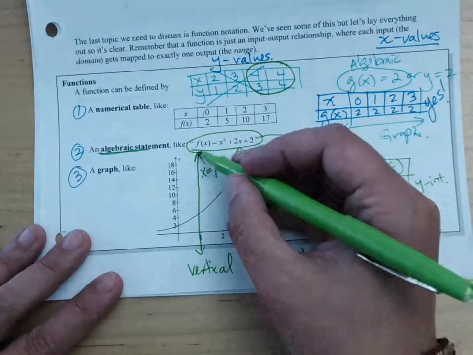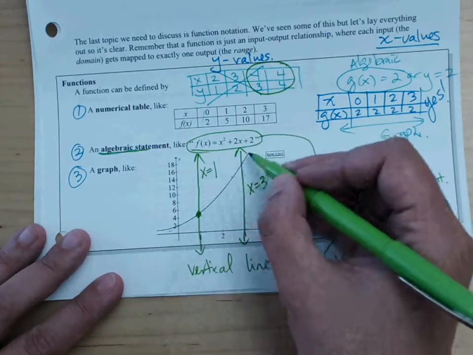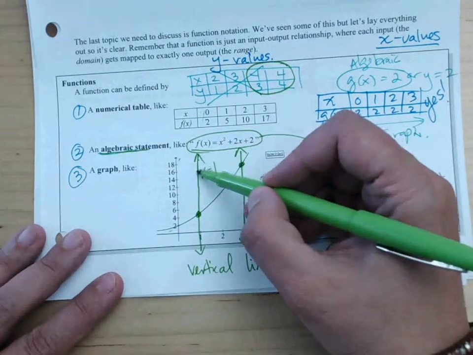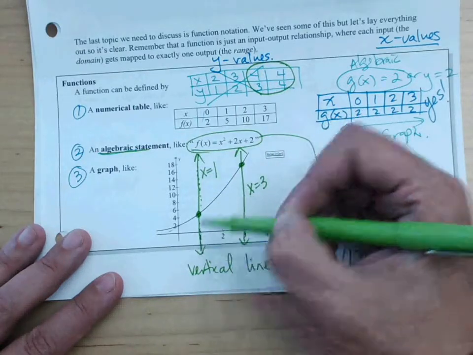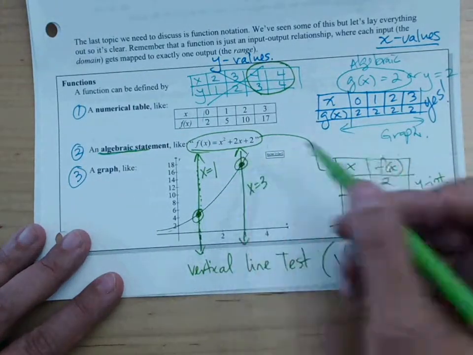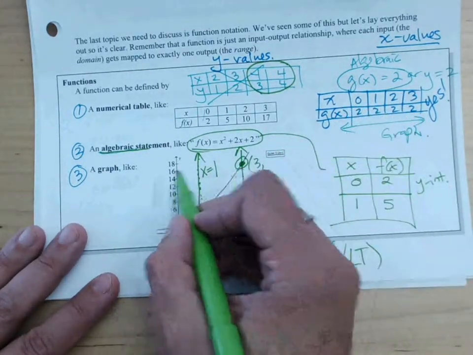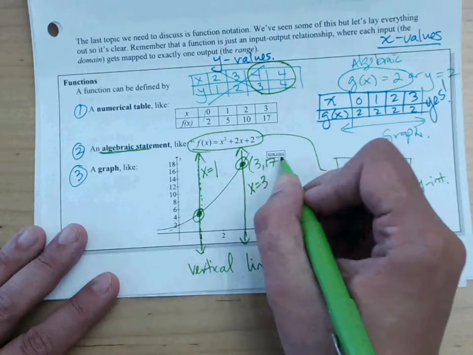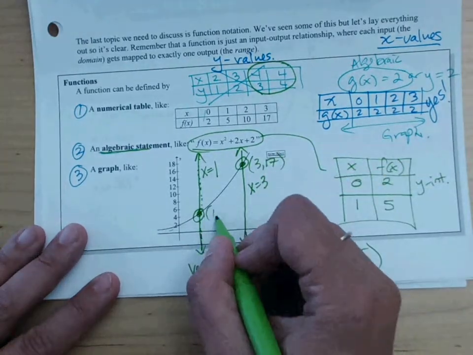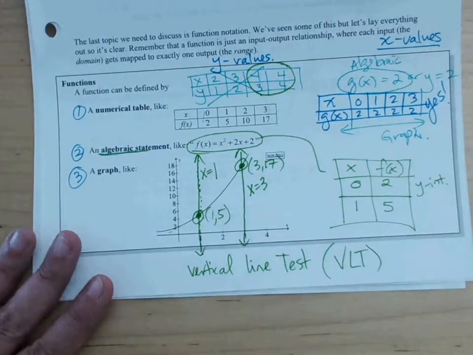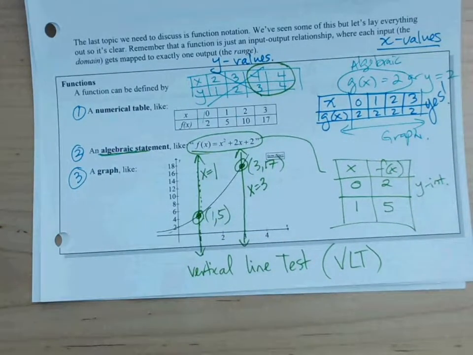Yes. I can only cross the line one time. That means x is not repeating, because x is repeating infinitely along this vertical line, but I only crossed the graph one time, meaning that this point is 3 comma maybe 17. This point right here would be 1 comma, looks like, I don't know, 5? So that means that x value of 1 is only paired up with one value of y. So x is not repeating.